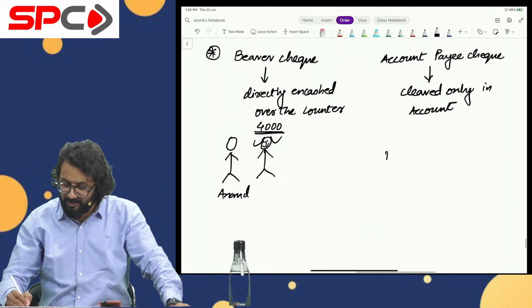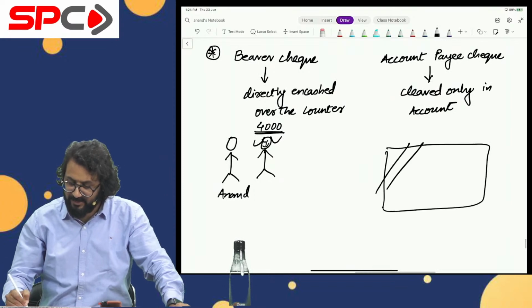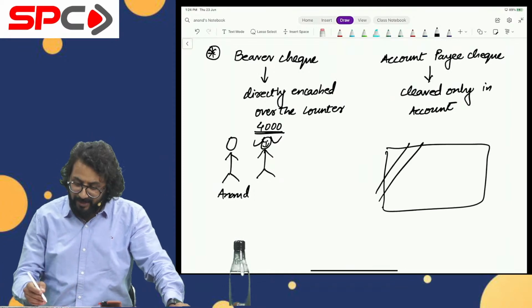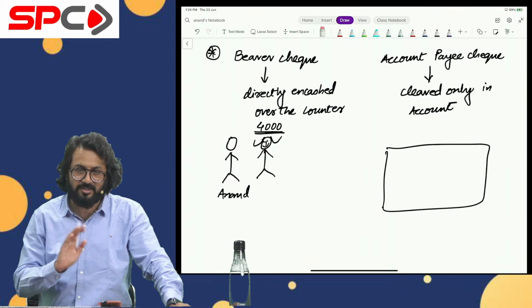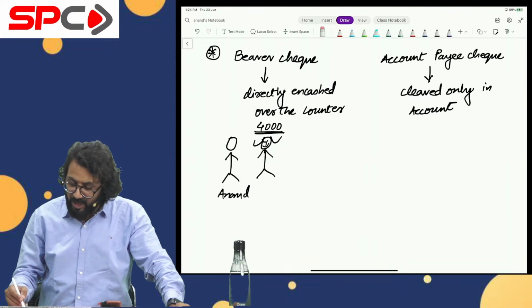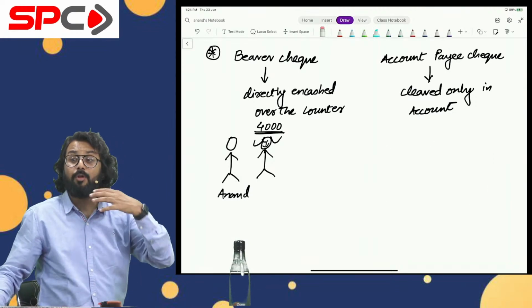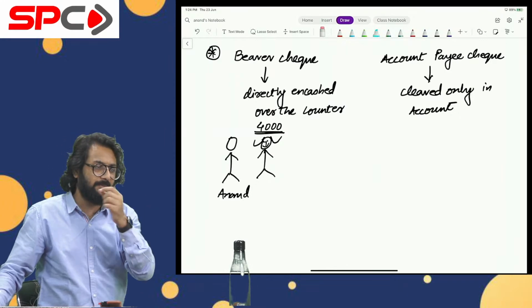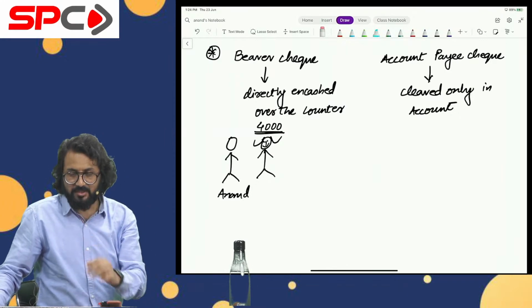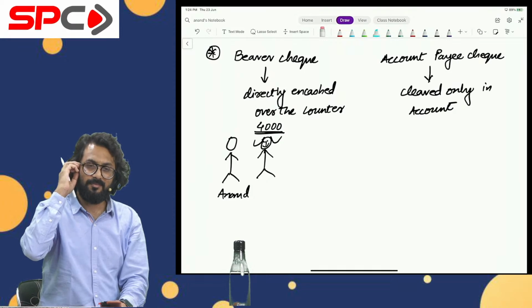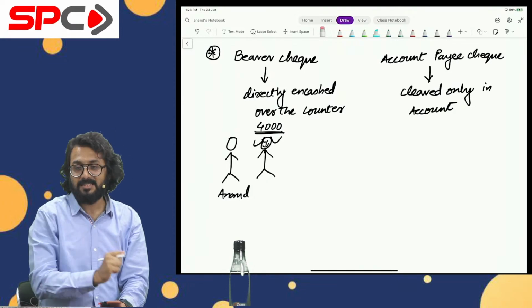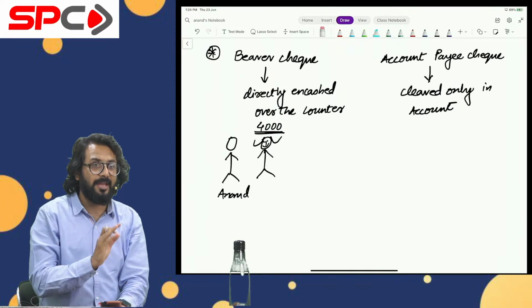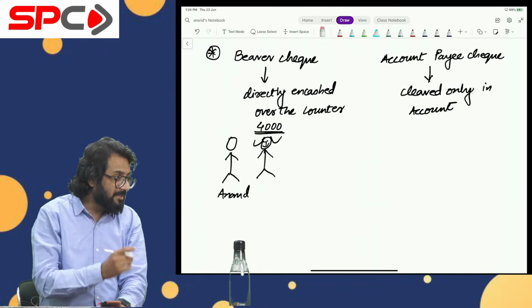You know what a cross check is? A cross check looks like this. Here, you cross it. Now what is a bearer check? A bearer check won't have any cross lines. So she saw a check which bore my name or which said bearer, whatever. So now, boys and girls, Champa said to me, give me this check. Say yes. So Champa said, give me this check.